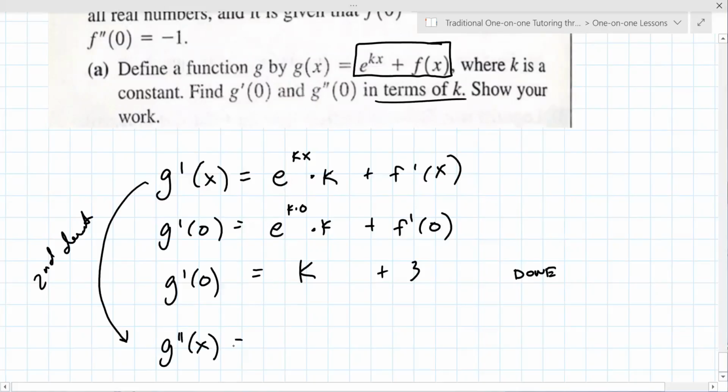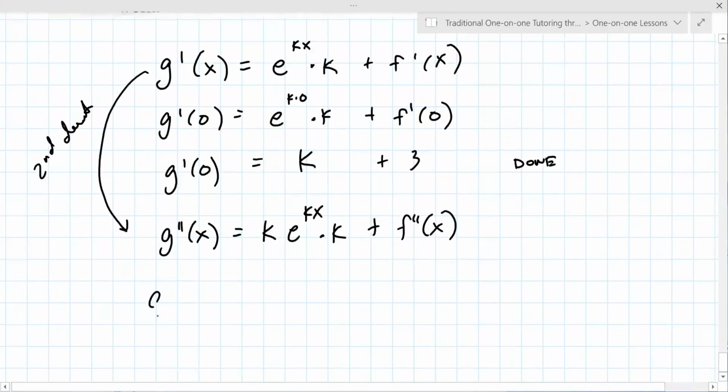It's g prime of x, g double prime of x. Now maybe it's better if it's written this way: k e to the kx, but k is a constant, so it's k. What's the derivative of e to the kx? It's itself, e to the kx, times k. That's the chain rule part. Whatever is inside, you have to take the derivative again. And then plus, is it f double prime of x? Exactly.